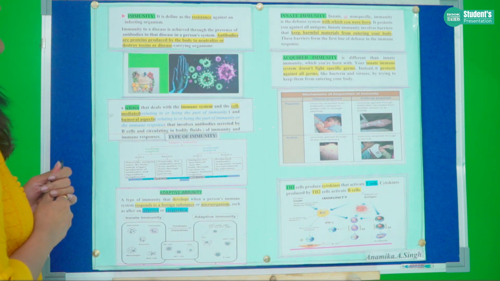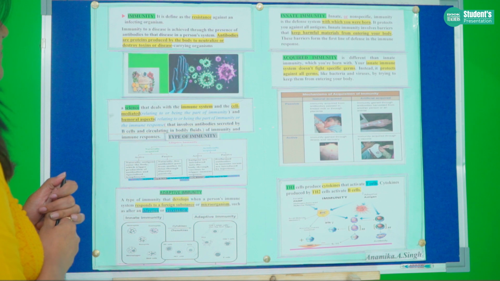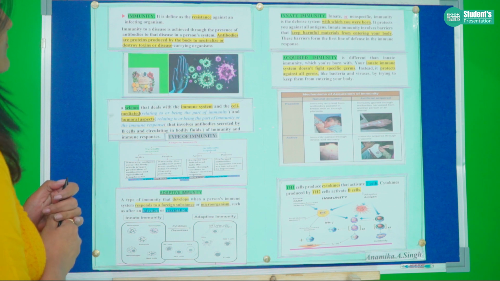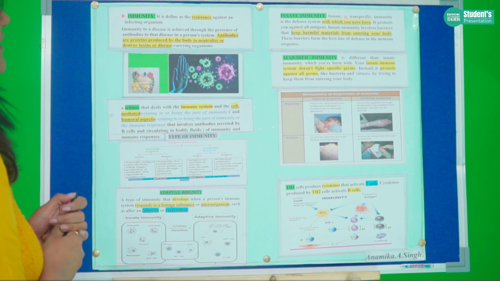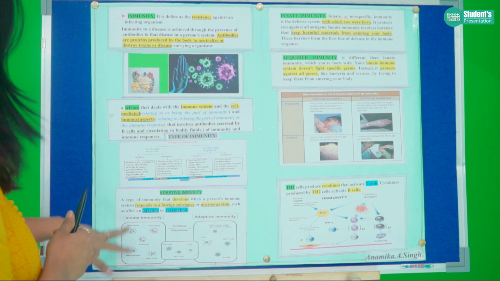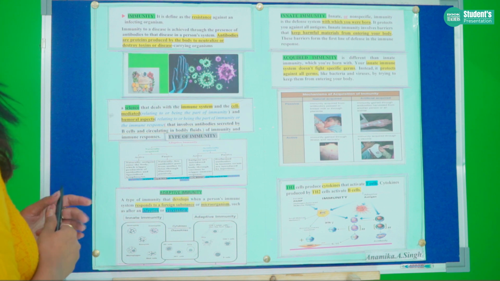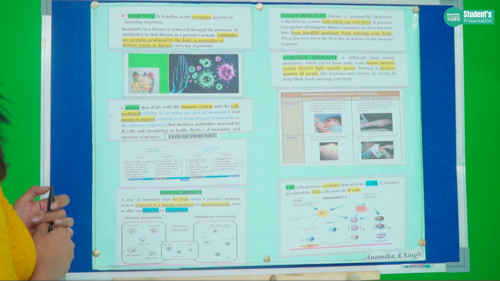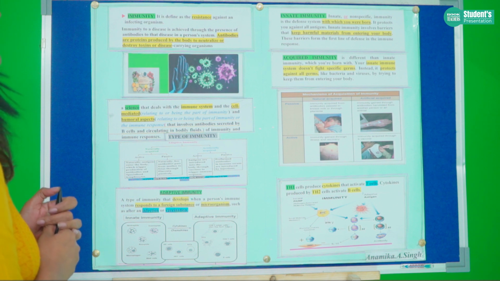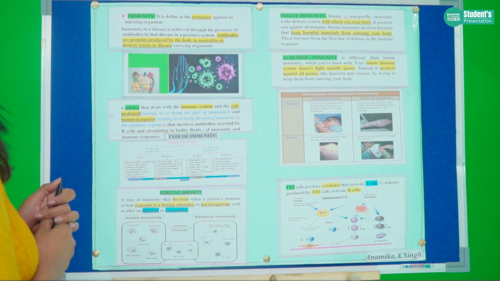Thereafter it comes to the innate immunity. Innate or non-specific immunity is defined as a system with which you were born. As I told you, this is the immunity which you gain by birth. It protects you against all antigens. Innate immunity involves barriers that keep harmful materials from entering your body. These barriers form the first line of defense in the immune response.